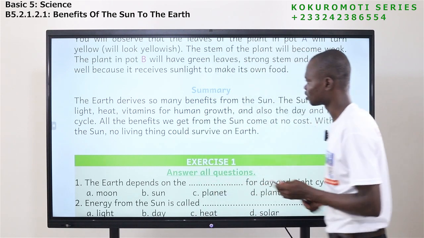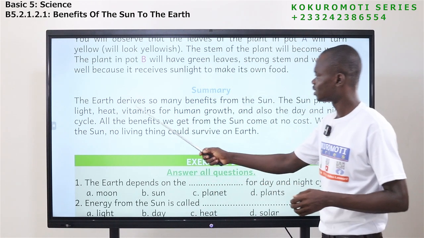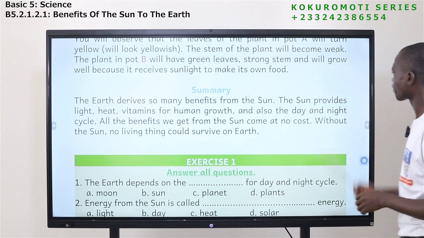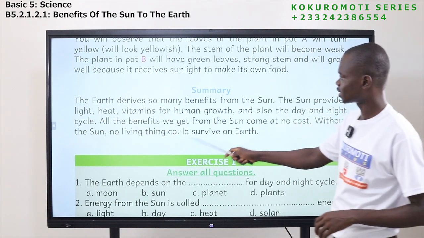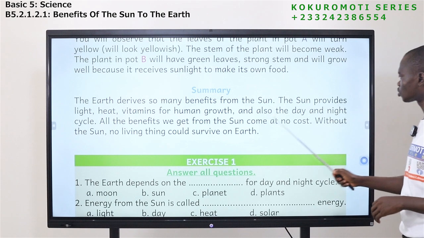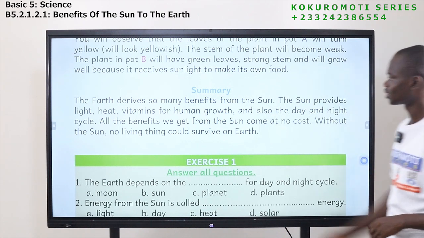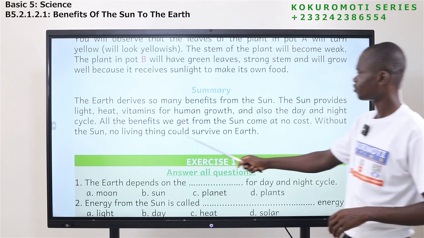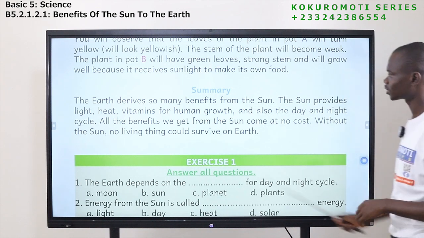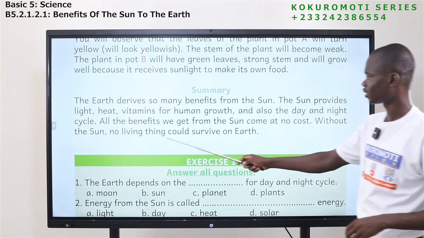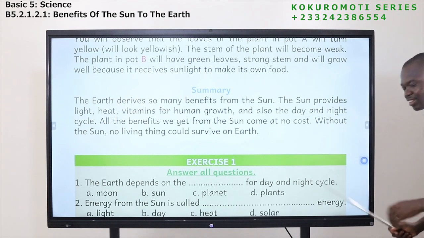Okay, so let's look at the summary. The earth derives so many benefits from the sun. The sun provides light, heat, vitamins for human growth, and also the day and night cycle. All the benefits we get from the sun come at no cost. Without the sun, no living thing could survive on earth.